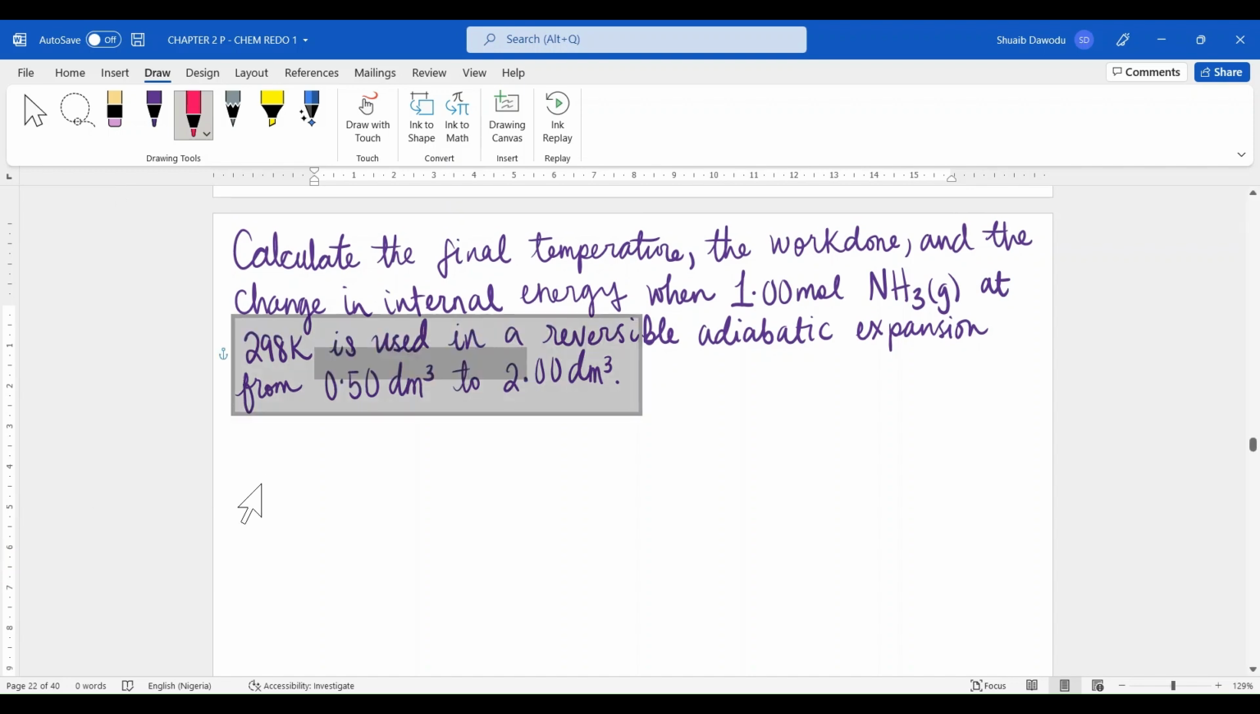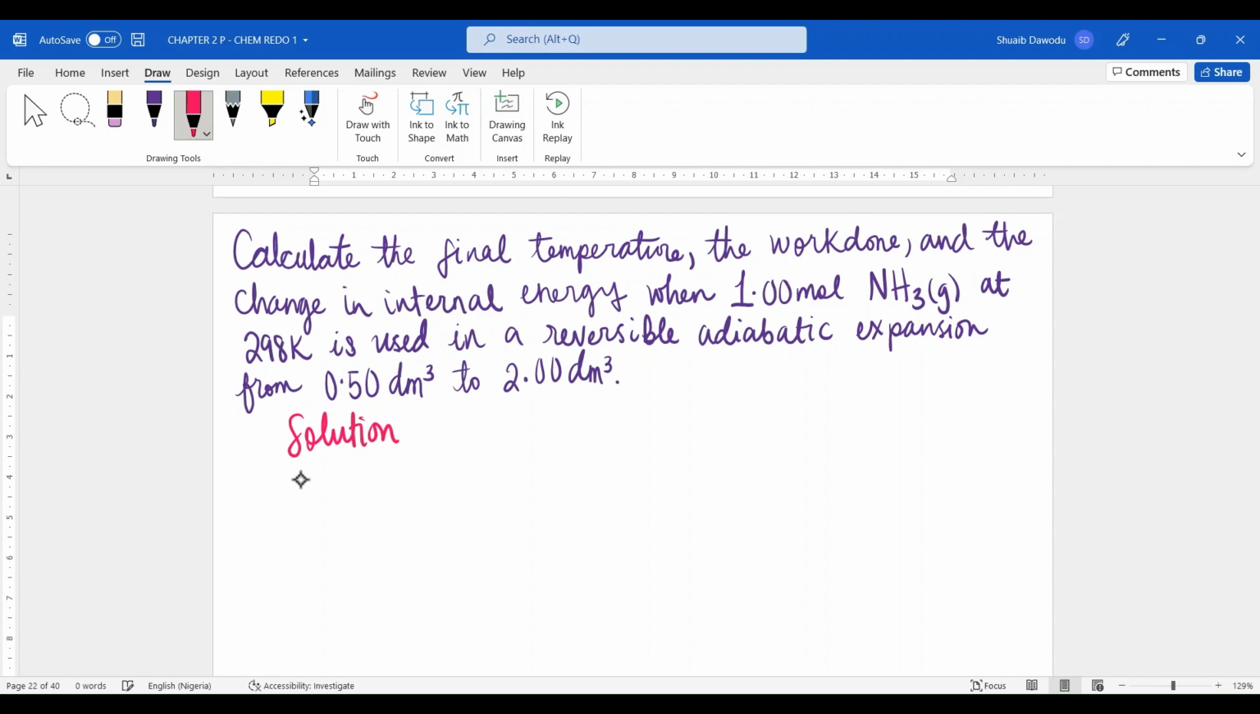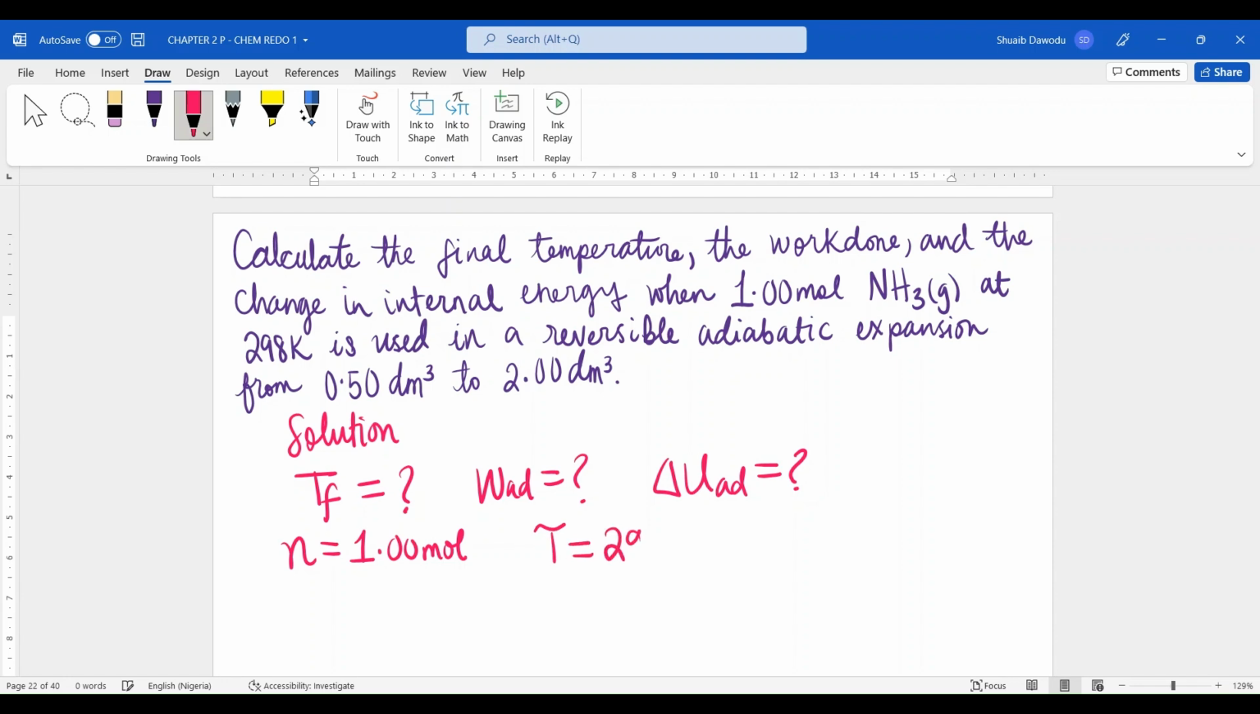So the first thing you have to note is this. While they've told us what they want us to solve for, which is the final temperature, the adiabatic work done, as well as the change in internal energy for the adiabatic process, we're told that we have 1 mole of NH3 gas, so the number of moles is 1.00 mole, at 298 Kelvin. So they've also told us the temperature we're supposed to work with, which is 298 Kelvin. And we're told that this is a reversible adiabatic expansion process.